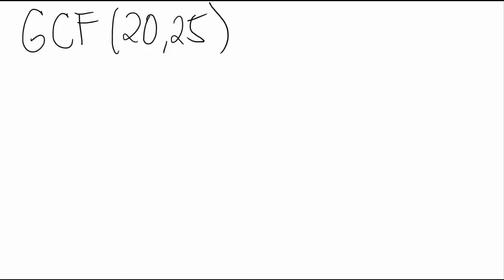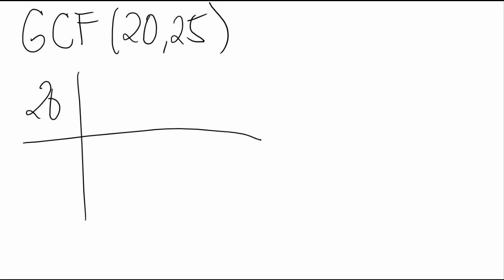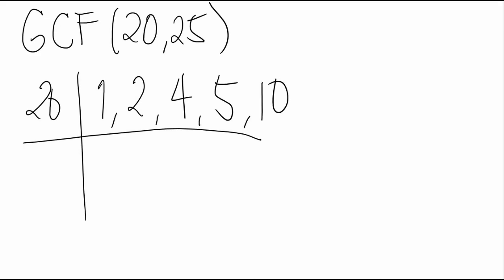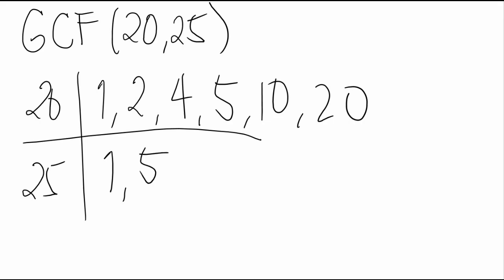Let us solve first the GCF of 20 and 25 using the listing method. So for the listing method, we have to get the factors of each number and list them down. So for 20, we have, of course, 1, then we have 2, we have 4, we have 5, 10, and 20. Okay? For 25, we have 1, of course, we have 5, and we have 25.